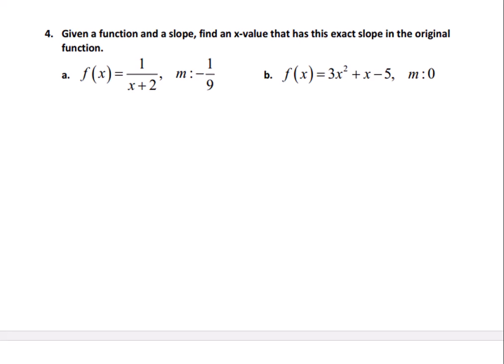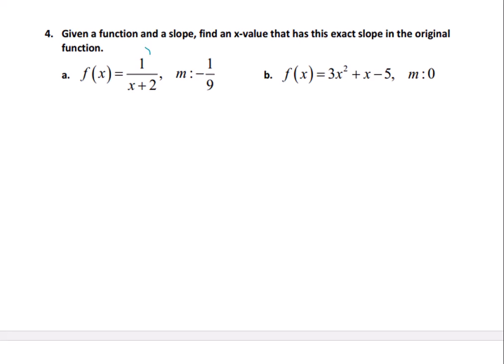So on number 4, they're giving us the function and they're giving us a slope, and what we have to do is find an x value on that function where the slope is what they gave us. In other words, we're finding the place where the tangent line is touching the curve.